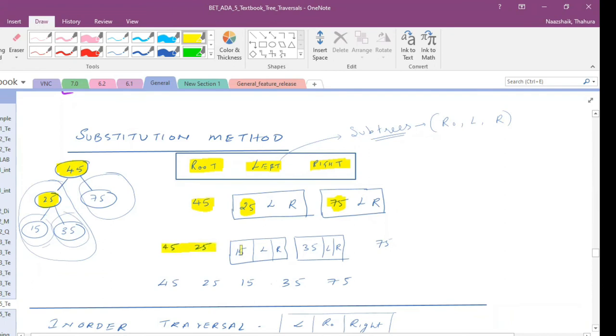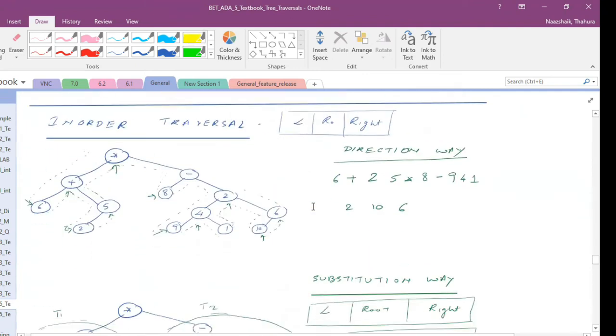So here you got these two numbers. Now what is left? Left is 15. Then you put left and root. Here the root is 35, and you just put left and right. Finally, these two don't have any left or right, so they are empty. That's how you get this preorder traversal. So let us look at in-order traversal.